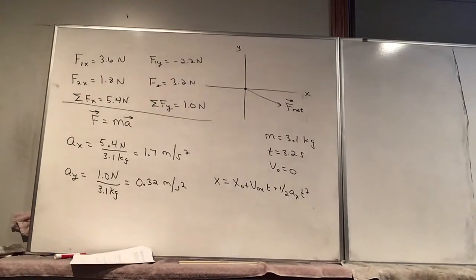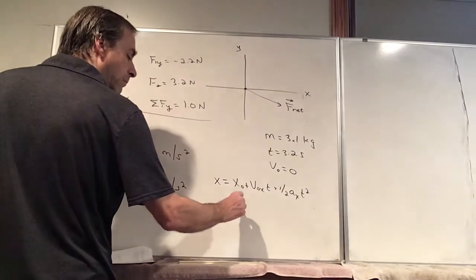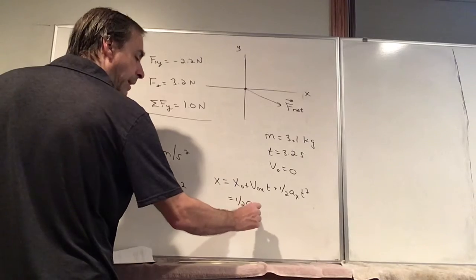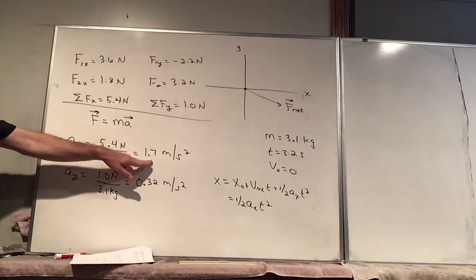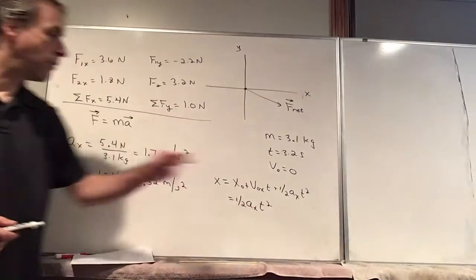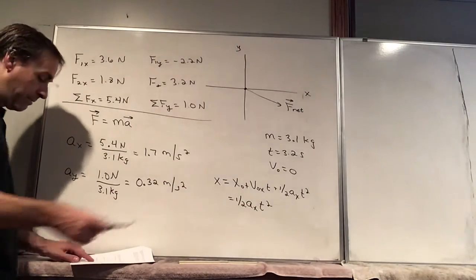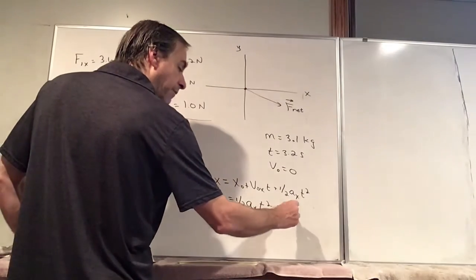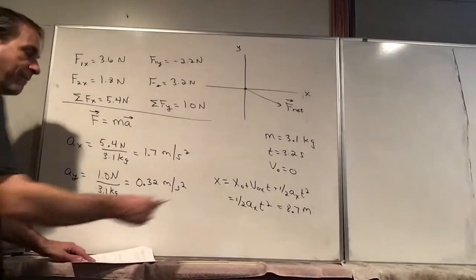In the x direction, we'd have the initial position plus the initial velocity in the x direction times time. But those first 2 terms are 0. So we would just have 1/2 ax t squared. So we'd plug in 1.7 meters per second squared. For t, we'd put in 3.2 seconds, and get the 1/2 in front. So we're getting about 8.7 meters.